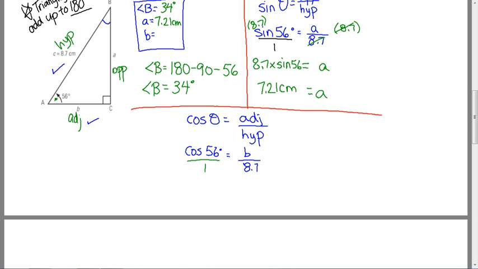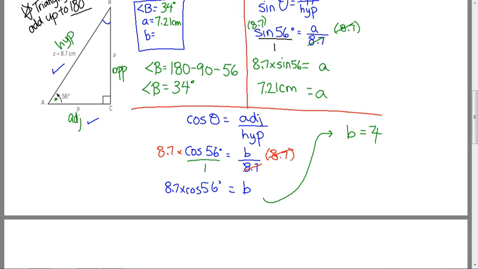I'm going to get rid of my 8.7 on this side by multiplying it, because the opposite of dividing by 8.7 is multiplying by 8.7. When I do the one side, I must do the other. This cancels out that one. I am left with B equals 8.7 times cos 56 degrees. Alright, now typing in the calculator, I'm going to run out of room here. B will equal, on the right hand side, 4.9 centimeters. I found all of my lengths, so I'm going to fill in my box here. And I'm done for that.